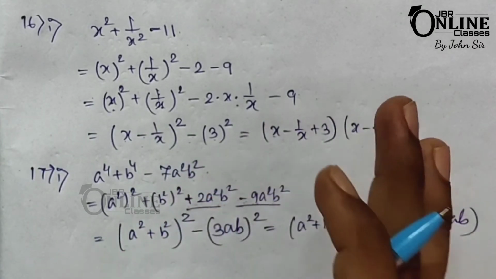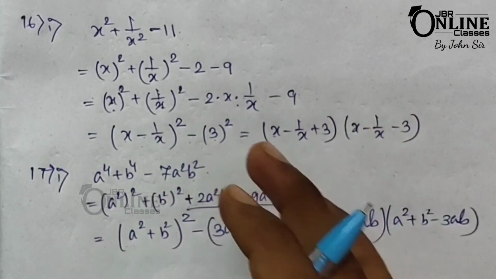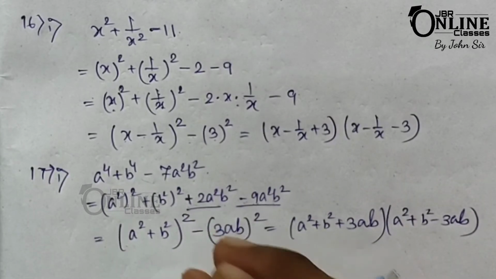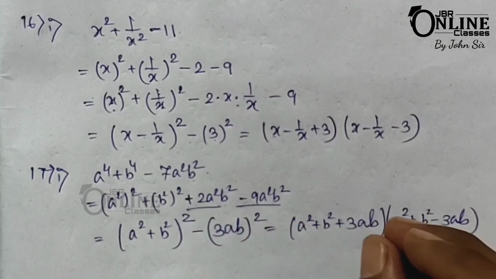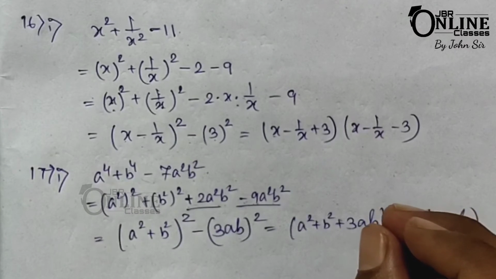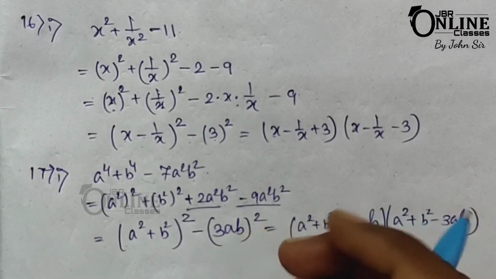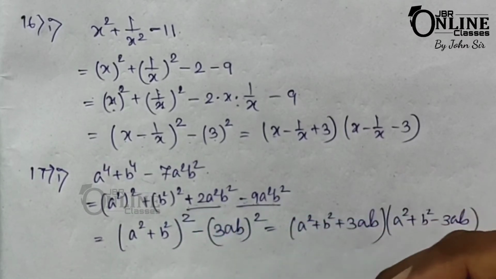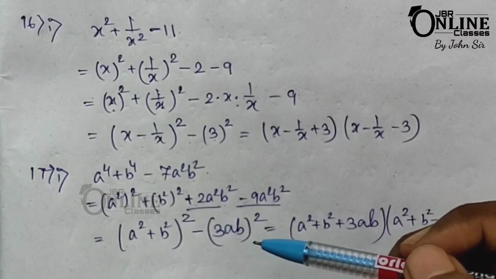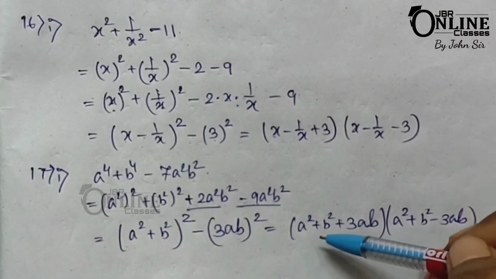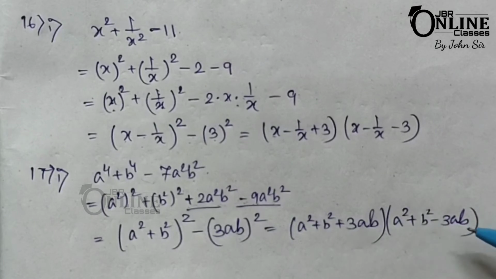That means for this kind of problem, there are 3 steps. First step, you have to rearrange the terms to form the formula a plus b whole square or a minus b whole square. After that you have to form the formula a square minus b square, and then the final answer will become a plus b into a minus b.